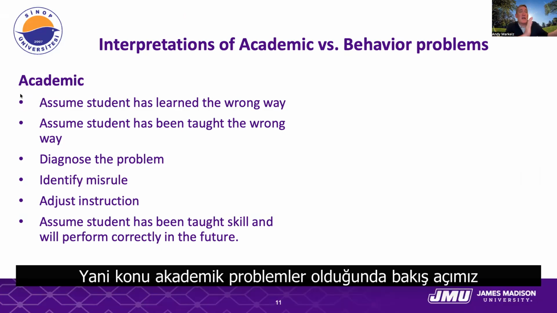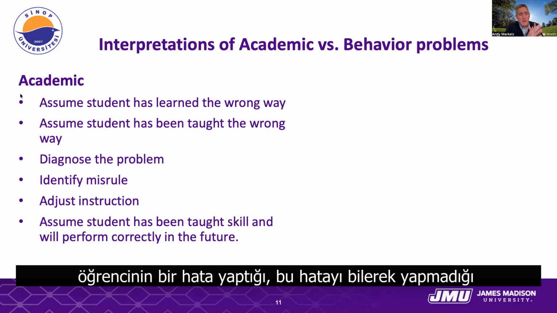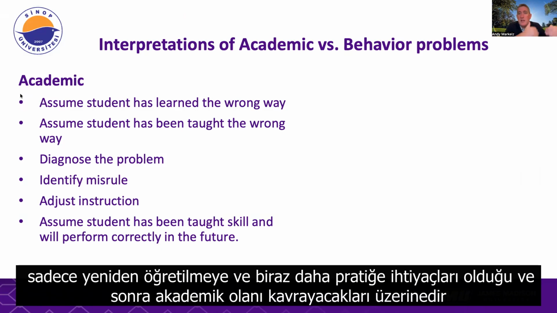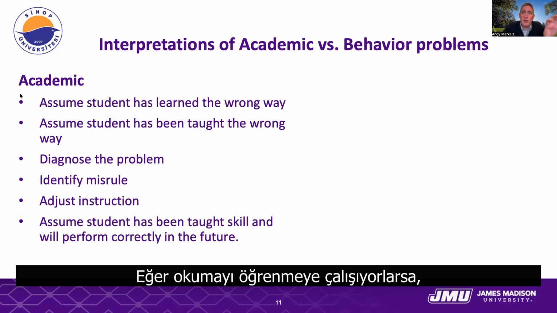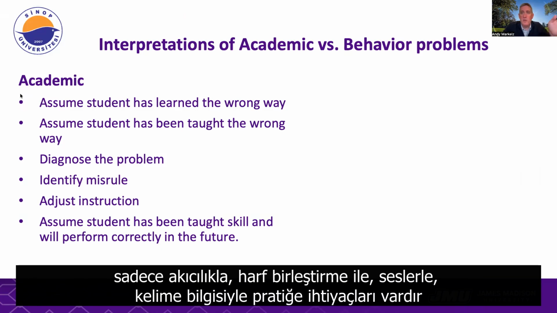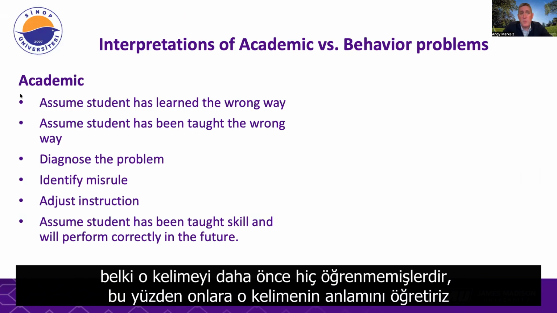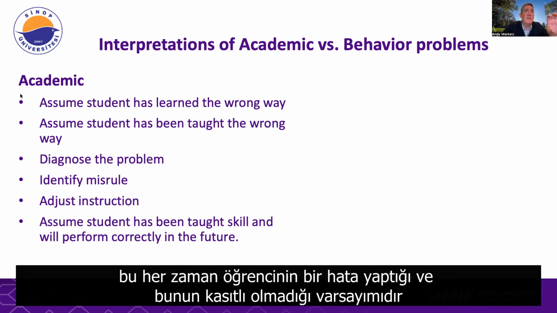So thinking about academic problems, it's always that it's not intentional. The student is making a mistake. They don't mean to make that mistake. I just need to reteach them. They need a little bit more practice, and then they'll get the academic skill. If they're trying to learn how to read, they just need practice with the fluency, with the blending, with the sounds, the vocabulary. Maybe they've never learned that word before, so we teach them the meaning of that word. It's always an assumption that the student is making a mistake and it's not intentional.